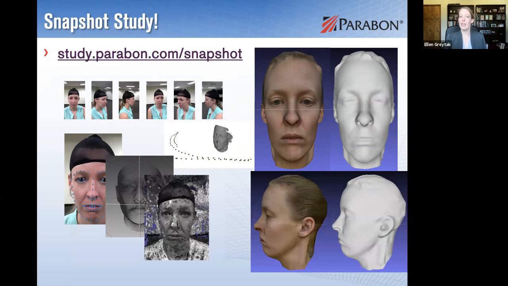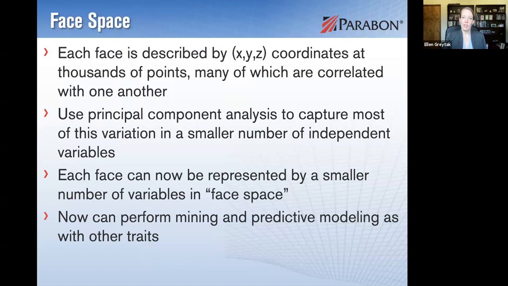So once we've scanned someone's face, we can describe it objectively as just the XYZ coordinates of each little point on their face. So we end up with thousands and thousands of variables that describe each face, and we can turn that into what we call a face space. This is what we call principal component analysis, where we take a lot of variables that are correlated with one another and turn them into a smaller number of variables.